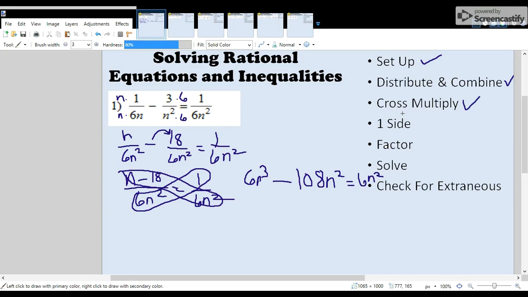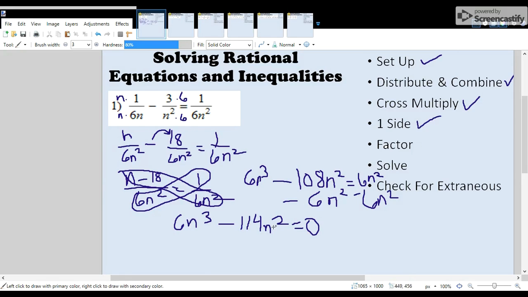Now step 4, we're going to bring everything to one side, so it's going to be everything equals 0. Looks like we want to move this 6n squared to the other side, so go ahead and subtract that from both sides. So we have 6n cubed minus 114n squared equals 0. And we're done with that step.